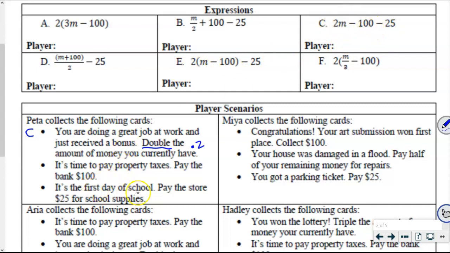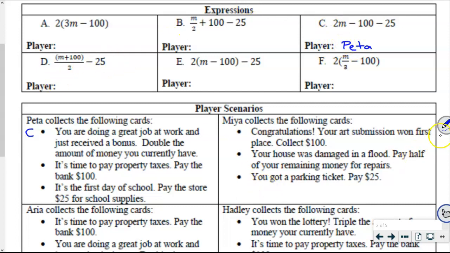Let's keep reading. It's the first day of school. Pay the store $25 for school supplies, minus 25. So I am pretty sure that C and player PETA match. Do you agree? Okay, let's make sure we're showing our notes on this one. PETA is situation C or expression C. C matches with player PETA.